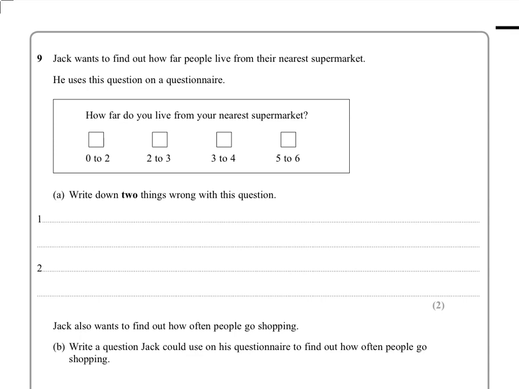I think the first thing is it said how far, but there are no units of length. So 0 to 2 what? 0 to 2 paces, 0 to 2 feet, miles, inches, it's not really said very clearly there. So there's no units of length given.